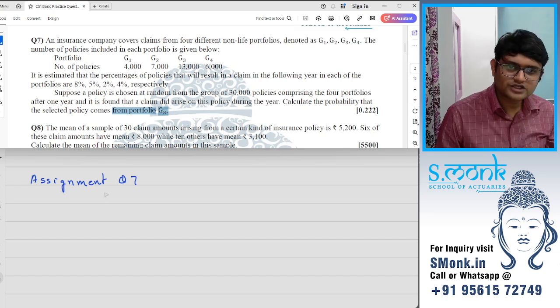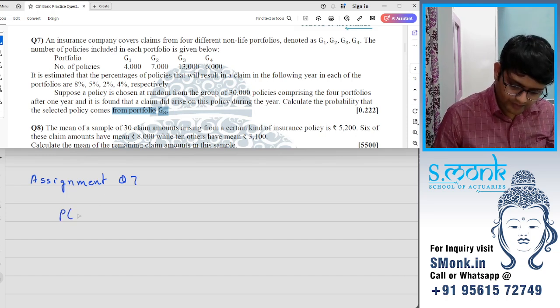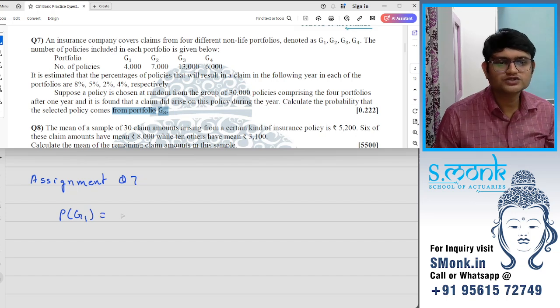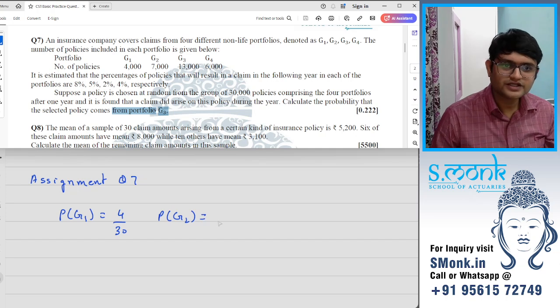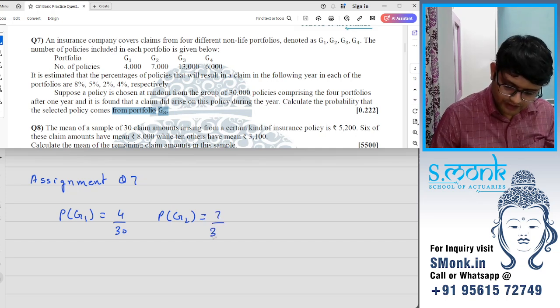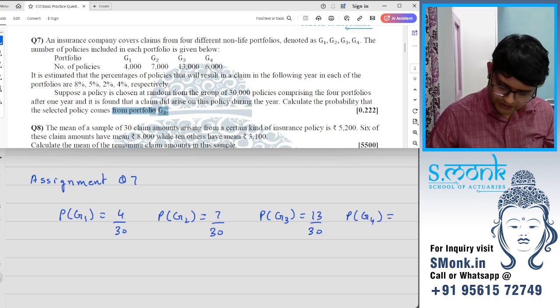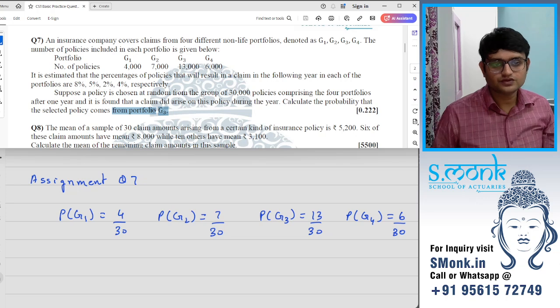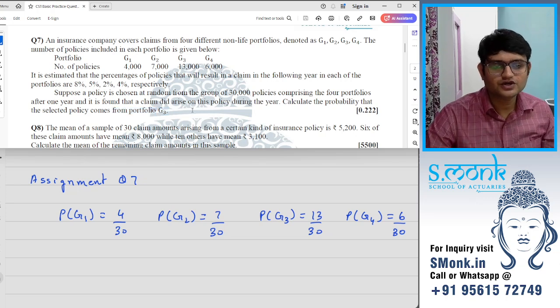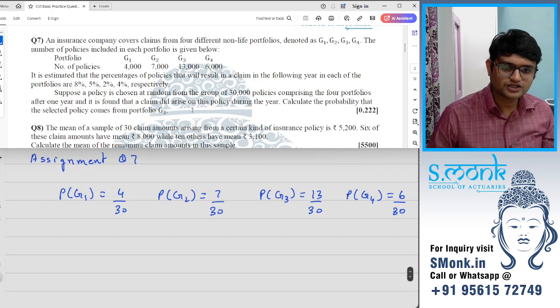So first of all, there are a total of 30,000 policies. If I want to find the probability of G1, it is 4,000 out of 30,000, so it would be 4 by 30. Probability of G2 is 7,000 out of those 30,000, so 7 by 30. Probability of G3 is 13 by 30, and probability of G4 is 6 by 30. This becomes their probability of being chosen. A policy can be chosen in these ways from G1, G2, G3, G4.